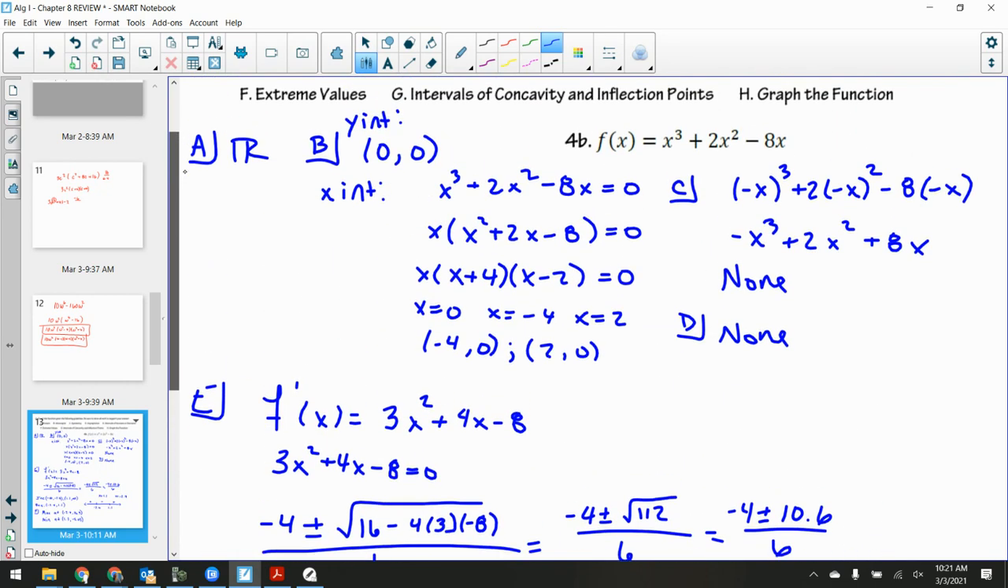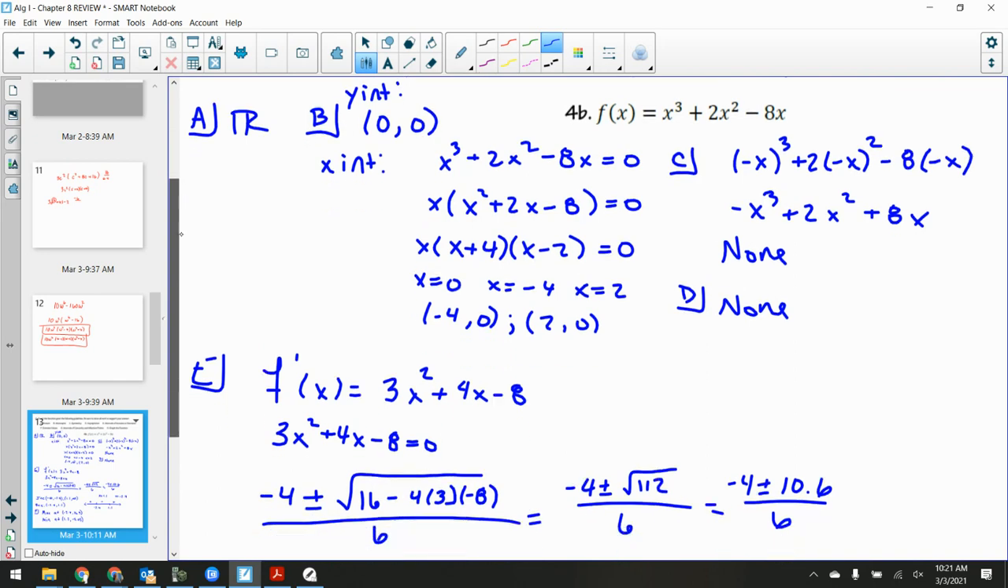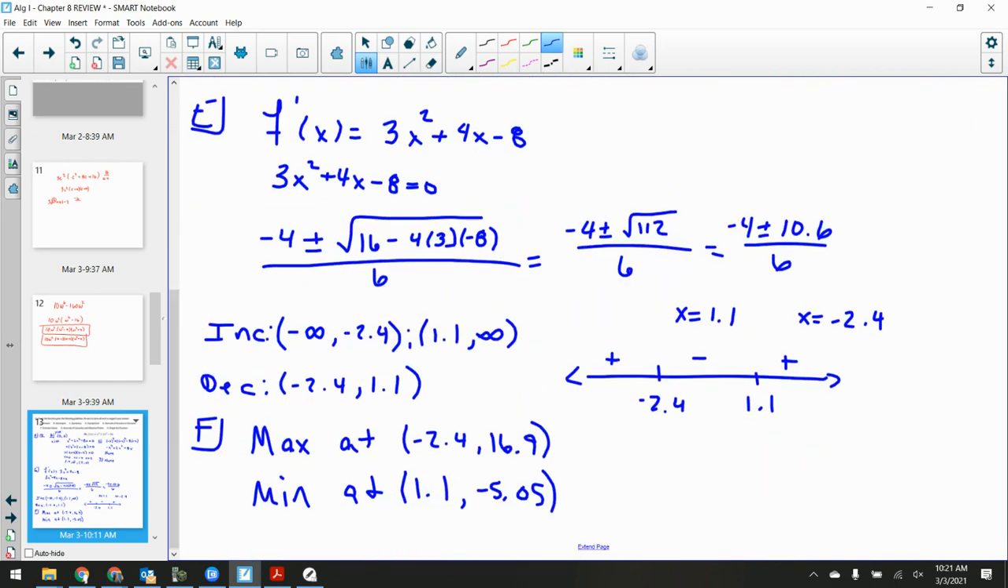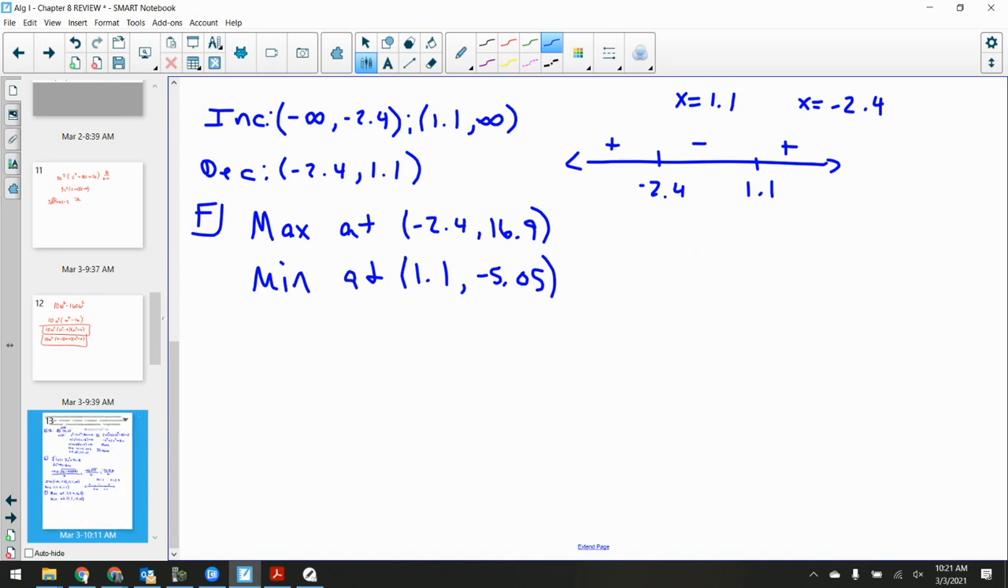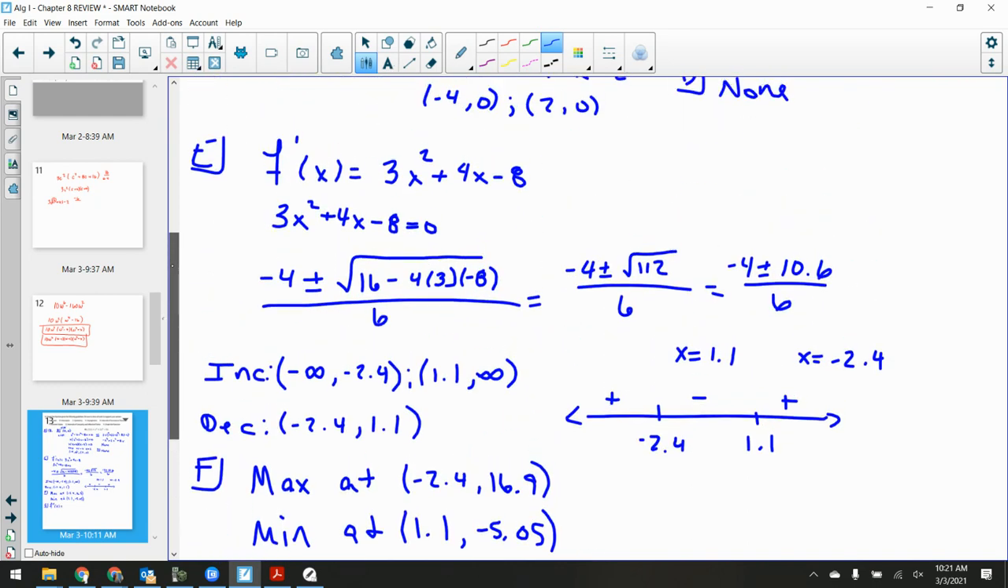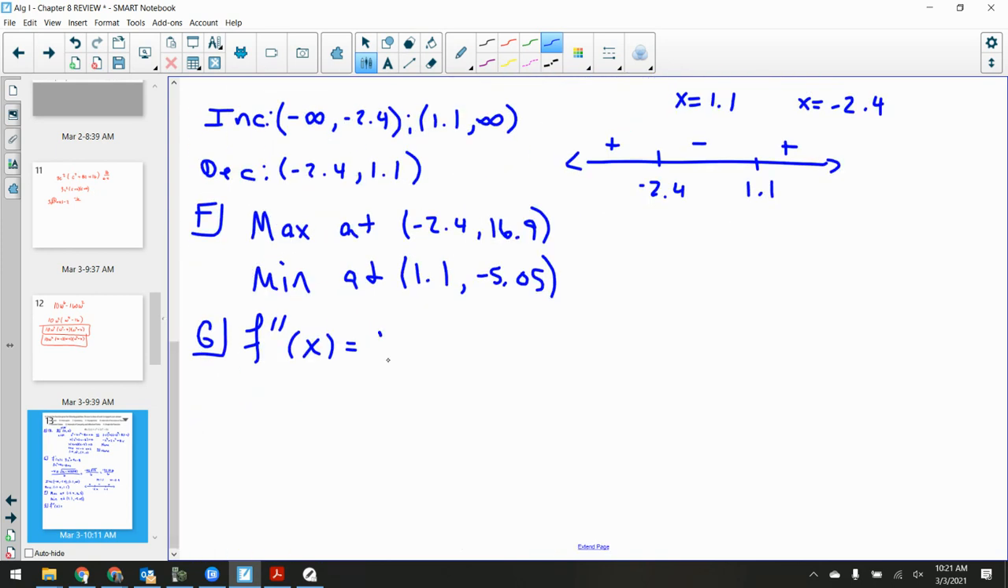We've got to do G, which is intervals of concavity and inflection. For that, we need F double prime, which is, so there's F prime, 3x squared plus 4x minus 8, 6x plus 4. And the inflection points could possibly be at the zeros of this. So subtract the 4, divide by 6, negative 2/3.